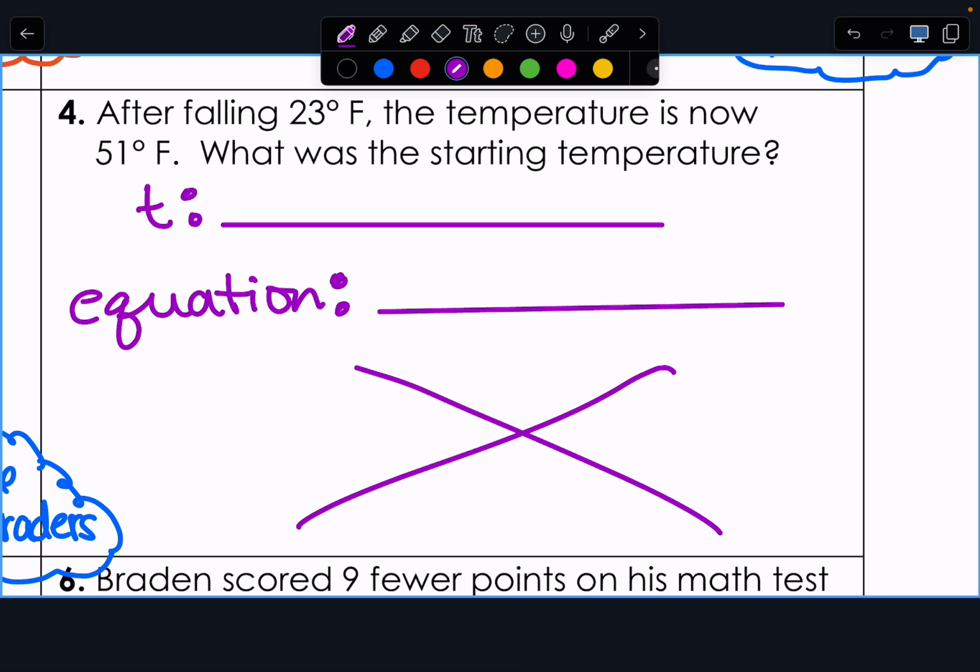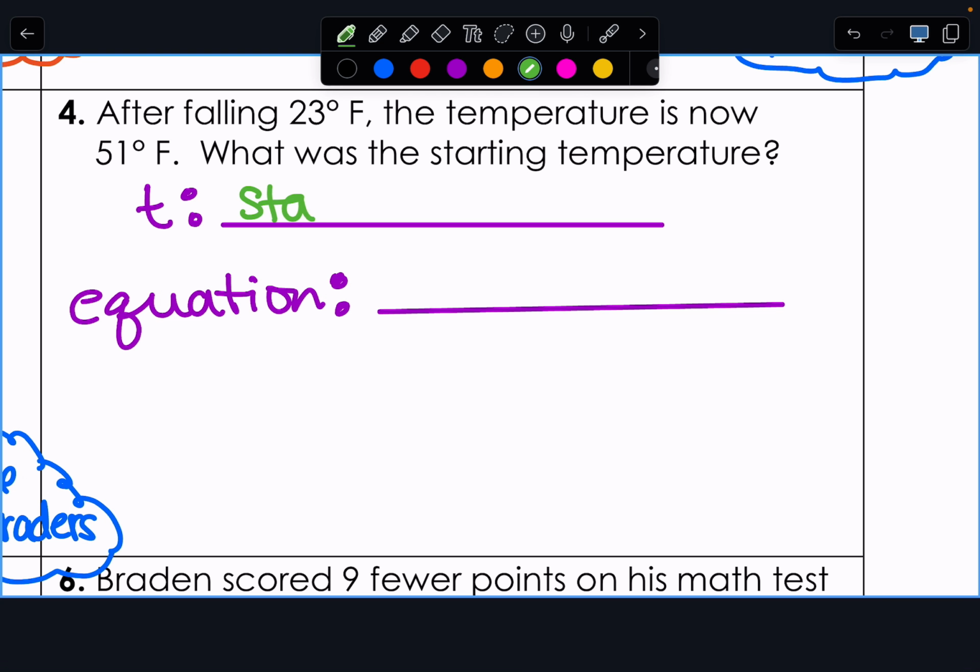B minus 23 equals 20. Okay, Marshall, what is it that we're trying to find? You're trying to find the starting temperature. Okay, I have walked around and I've seen quite a few correct equations.